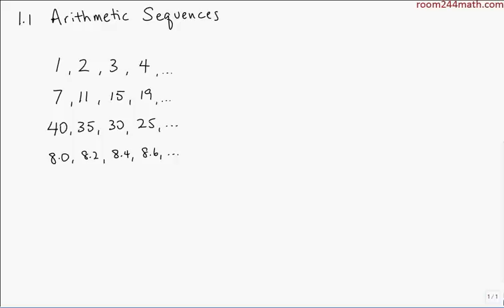Now, some sequences don't have any particular pattern, but most have some pattern, and I don't think it would be too difficult for you to figure out what the pattern is in each of the four examples here. These are all examples of arithmetic sequences. More formally, we can define an arithmetic sequence as a sequence that has a common difference. In other words, the difference between one term and the next is always the same, and we call that a common difference. So let's calculate what the common difference is for each of these four arithmetic sequences.